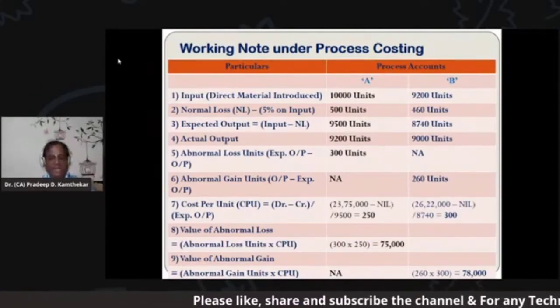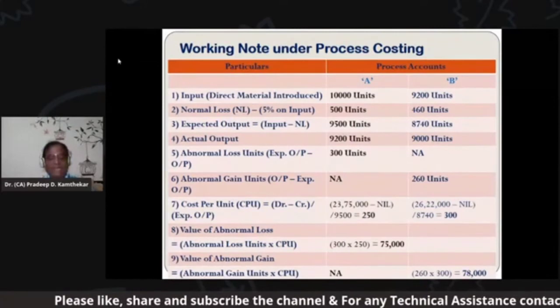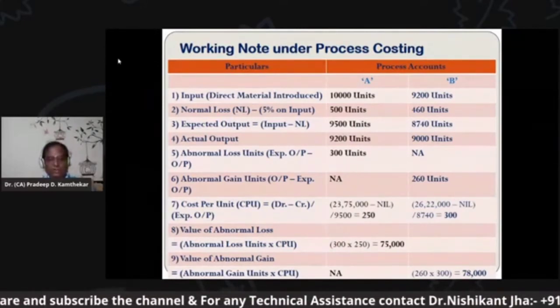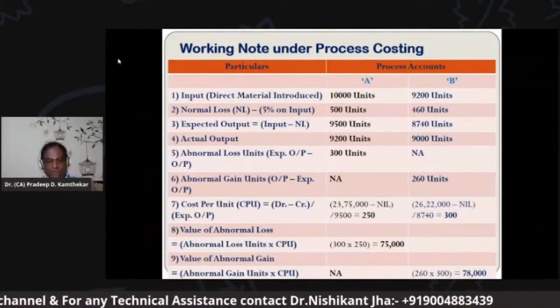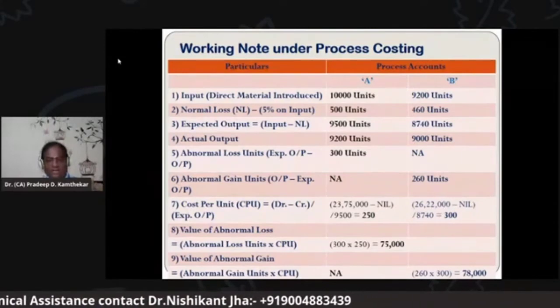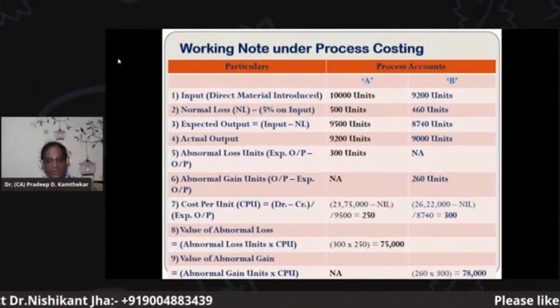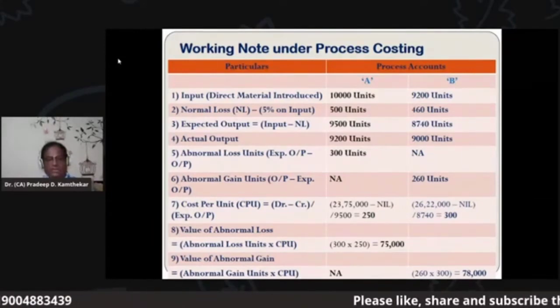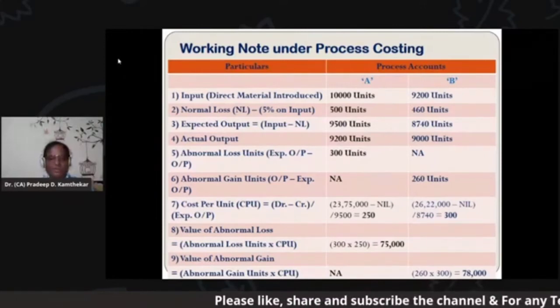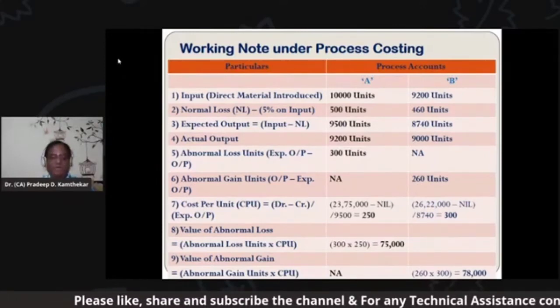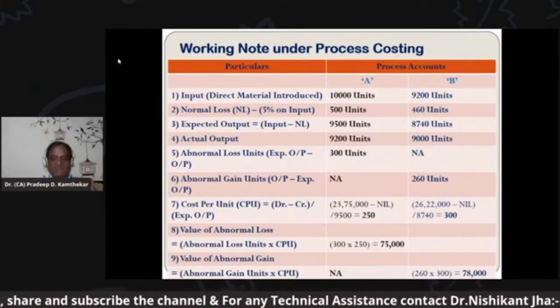So actually, we had a loss of 800 units. 10,000 was the input, 9,200 is output. So 800 lost. Out of 800 units lost, 500 is the normal loss, and extra 300 units loss is abnormal loss. Now, how the cost per unit of any process is calculated, we'll see that in the next slide.